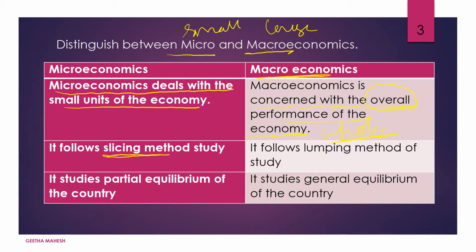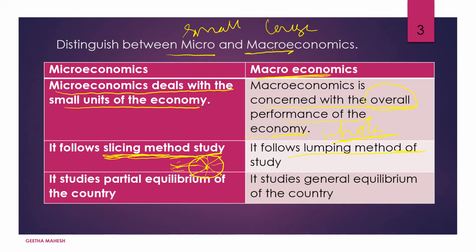Microeconomics adopts slicing method of study. That means it won't consider economy as a whole, but it will consider the part of the economy. So, it divides the economy into several parts and each part is studied separately. So, that method we call it as slicing method.